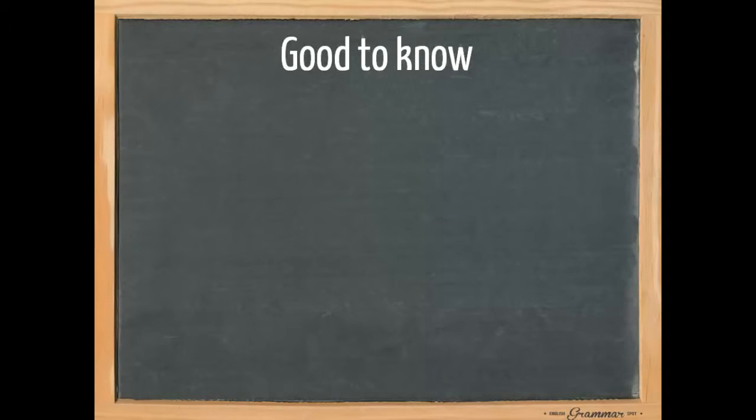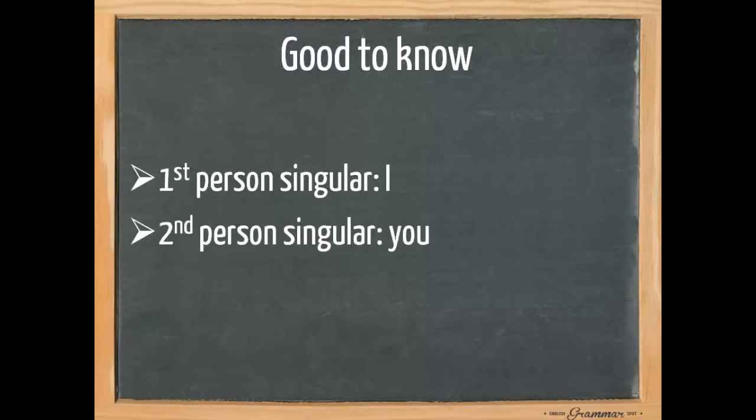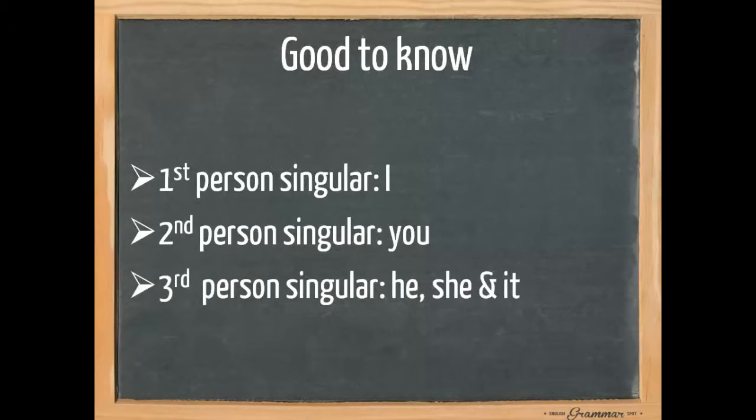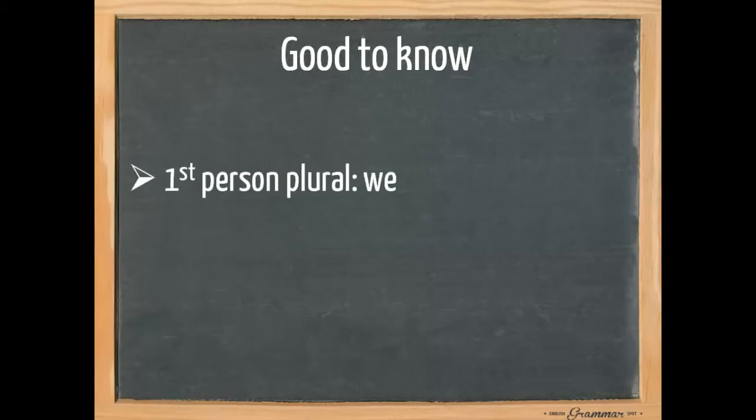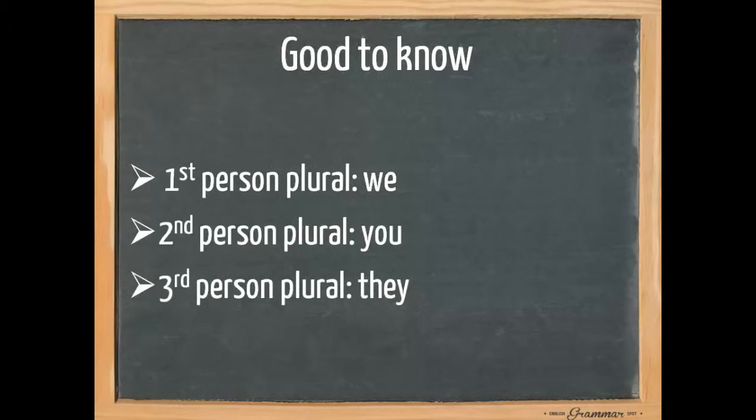But before we get started, it's good to know that when I say first person singular, I mean I. When I say second person singular, I mean you. And when I say third person singular, I mean he, she, and it. When I say first person plural, I mean we. When I say second person plural, I mean you. And when I say third person plural, I mean they. Now let's get started.